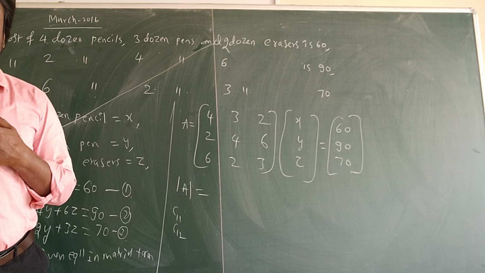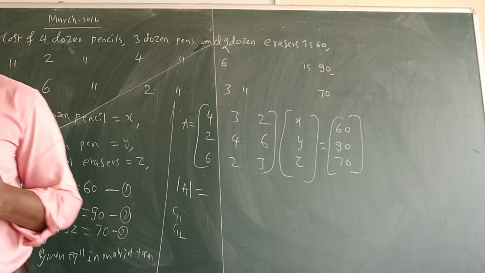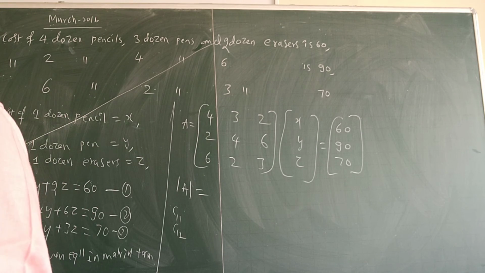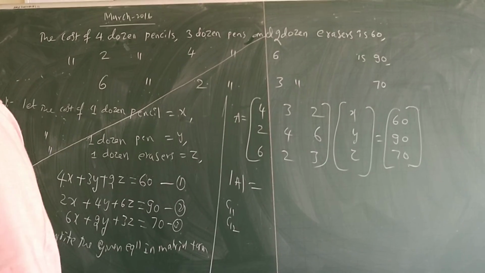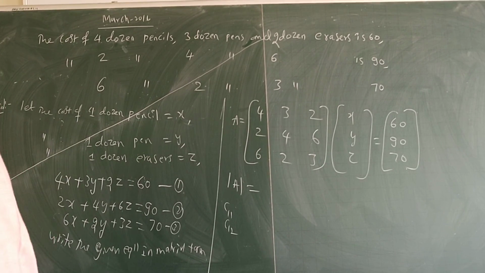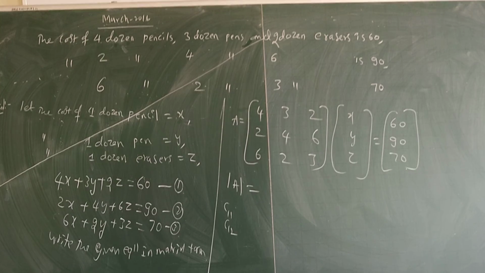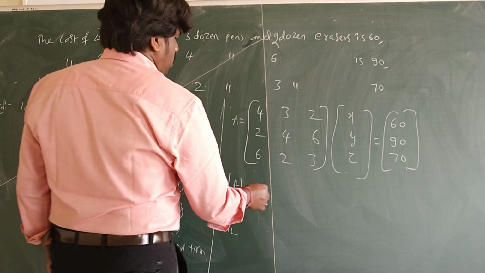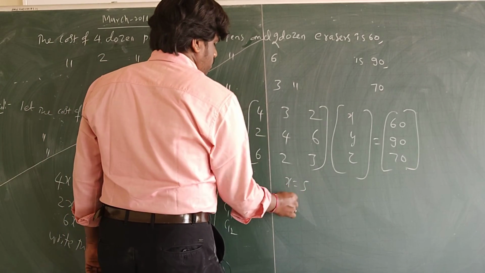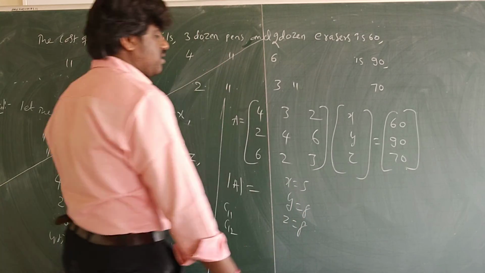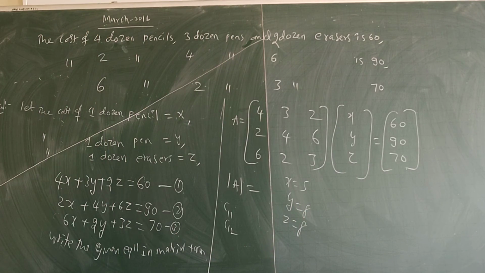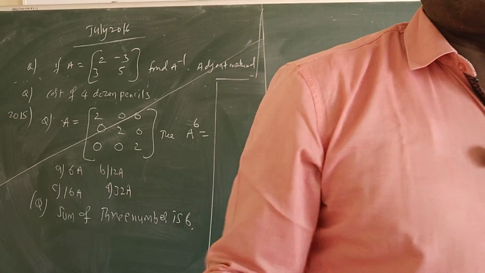Can you do it? Yes, do. You can do it. X is equal to 5, Y is equal to 8, Z is equal to 8. I explained many methods, so you can solve this. See here, listen to me.